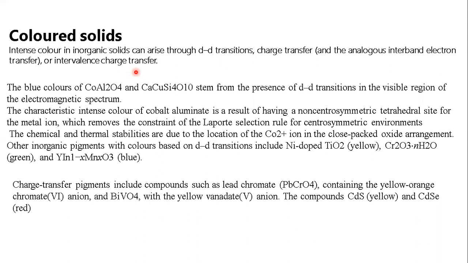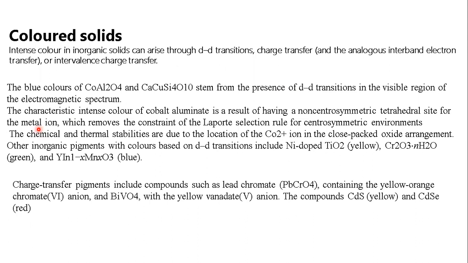And if it happens in a visible region, you see the color. So these are the blue colors of cobalt aluminate. See, alumina is also white in color, and silica, the sand, is also not any color. It is like a very light yellowish color. So when this alumina and silica are doped with other transition metals, mainly cobalt, like copper, the blue color of these two compounds occurs because of d-d transition in the visible region of the electromagnetic spectrum.